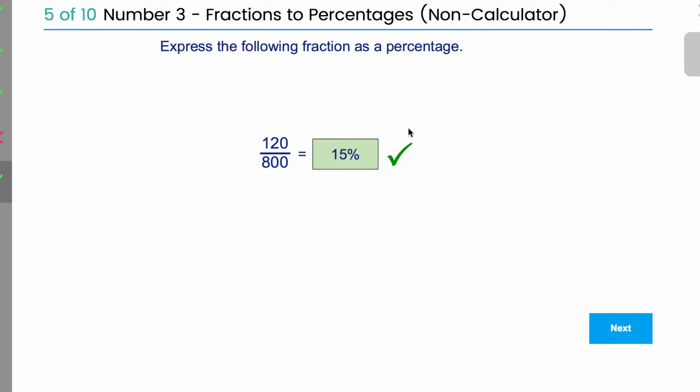So hopefully I've taught you a couple of tricks there. Look for 50s, look for 25s, and obviously if it's a multiple of 100, you just divide it by or count back hundreds until you get to the 100% mark.